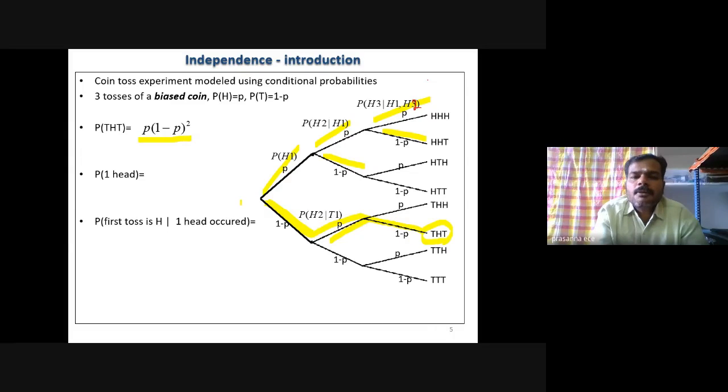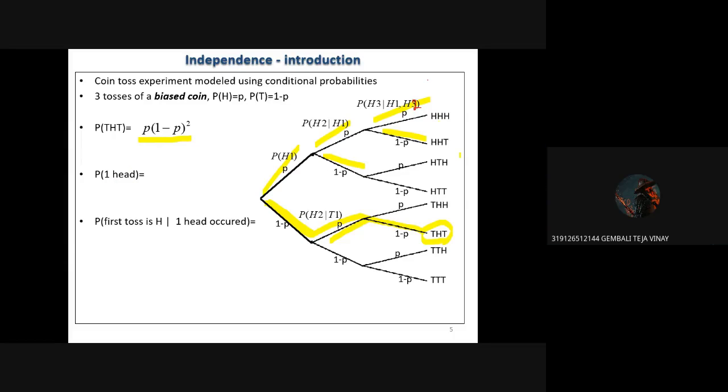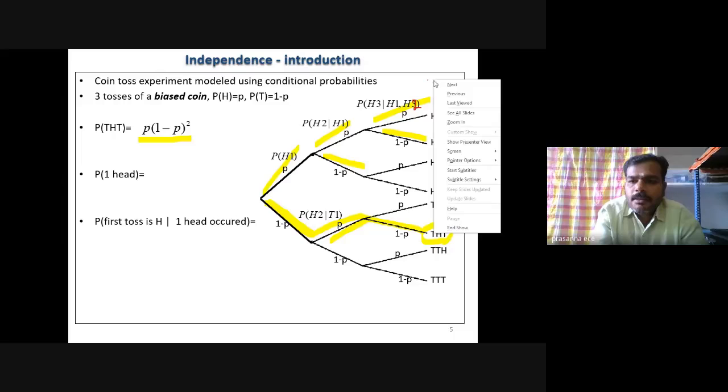Now I ask another question, which is the probability of getting one head. Is it P? Just think once again.